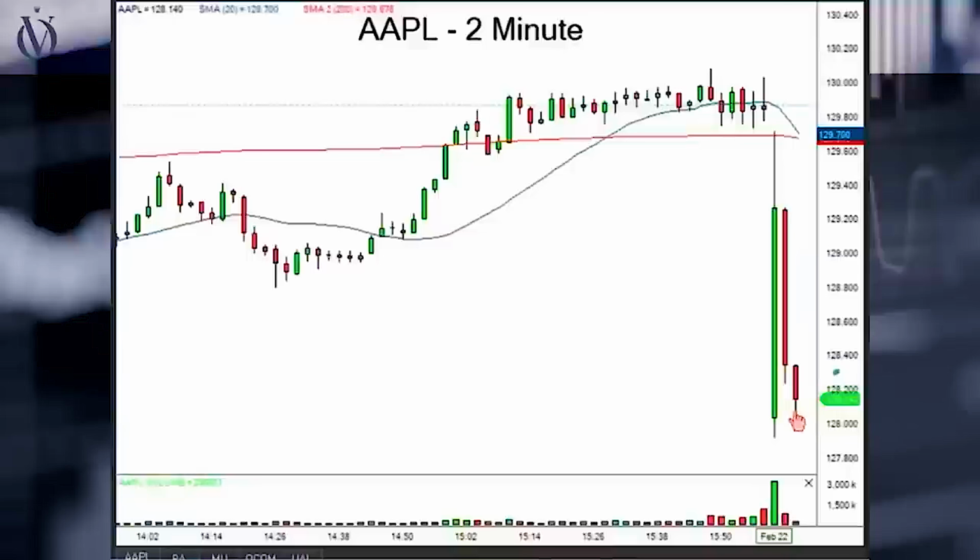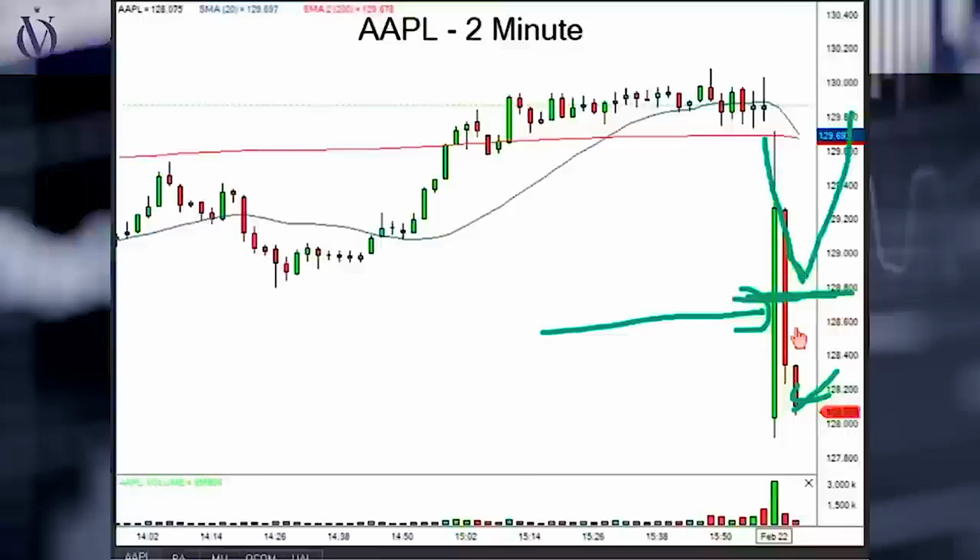But wow, I got out early. I was not expecting a drop like this, because normally when you get a powerful bar like that, guys, the drop doesn't drop very far. But in this case, wow.